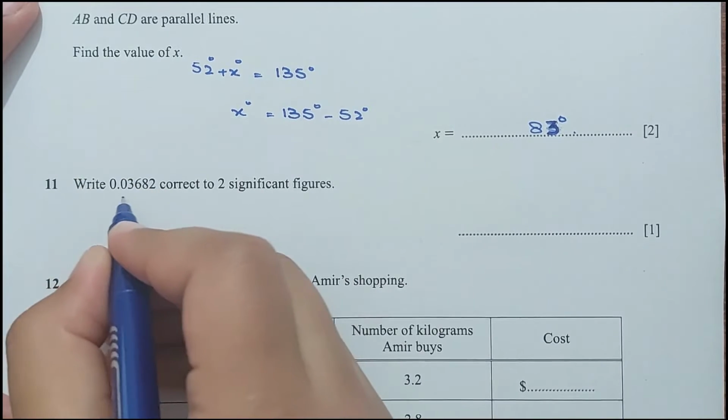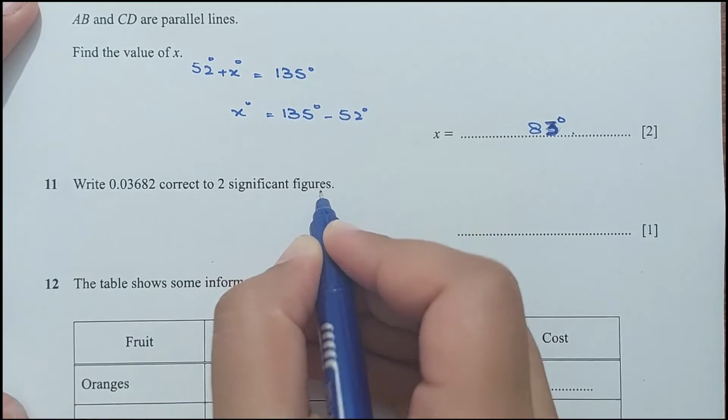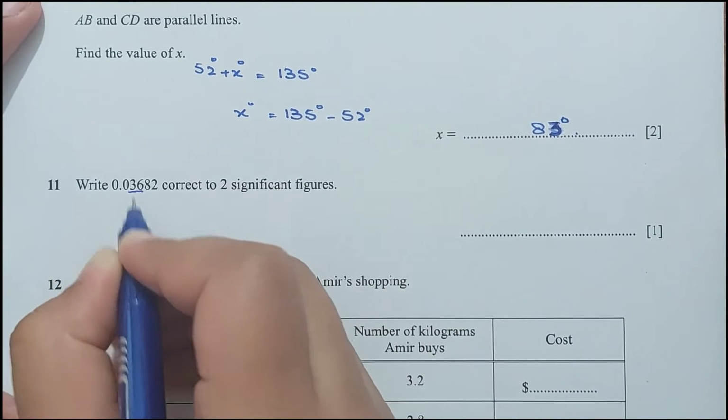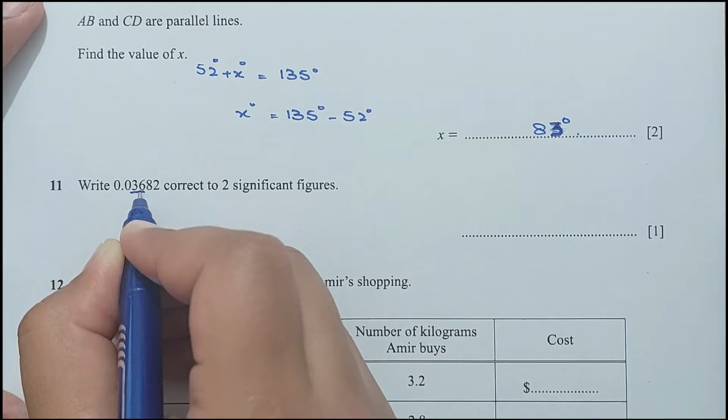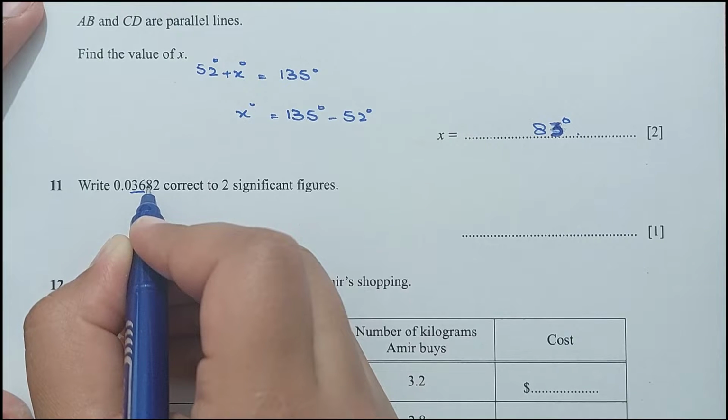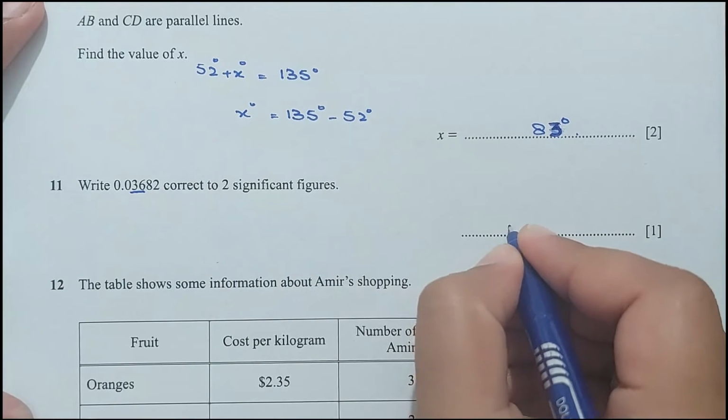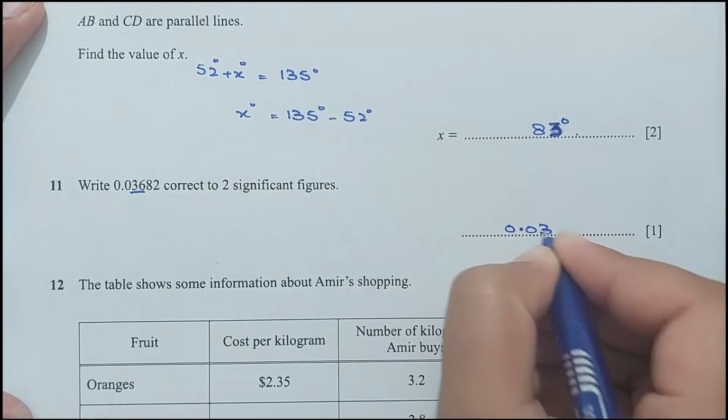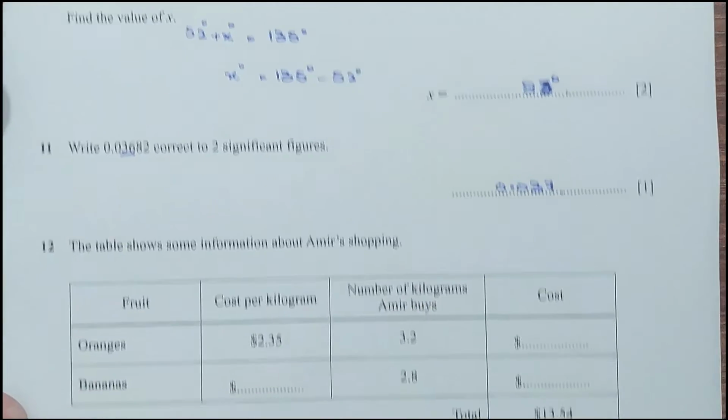Question number 11. Write this number correct to two significant figures. So these are the two significant figures, 3 and 6. The next digit is 8, which is more than 5, so we have to add 1 to 6. So that is 0.037. Right.